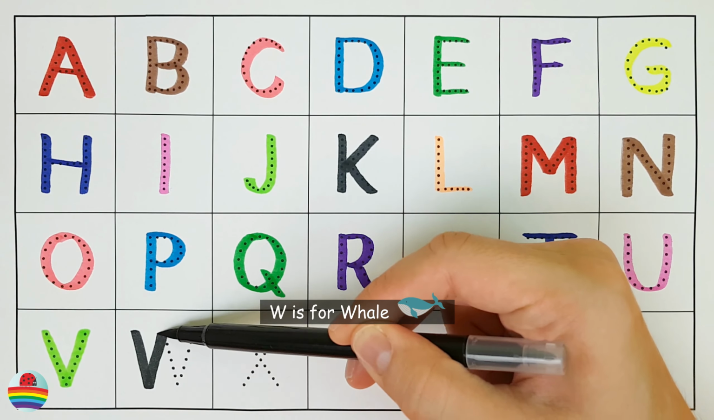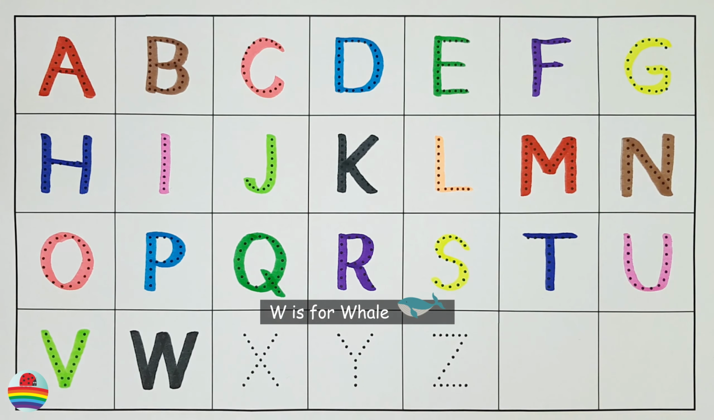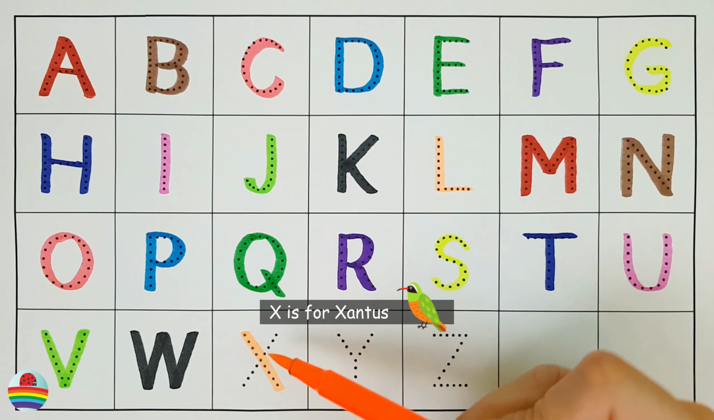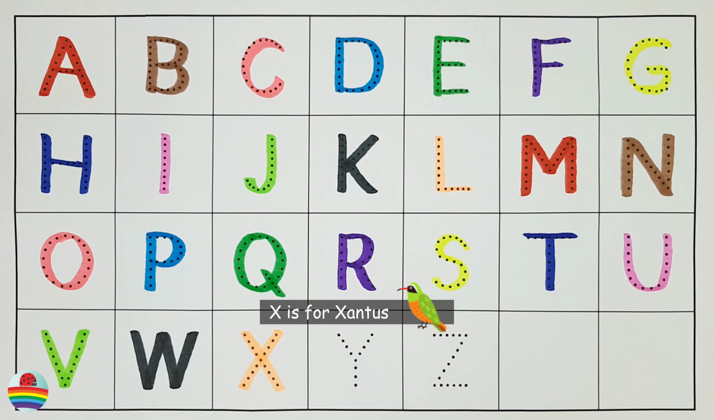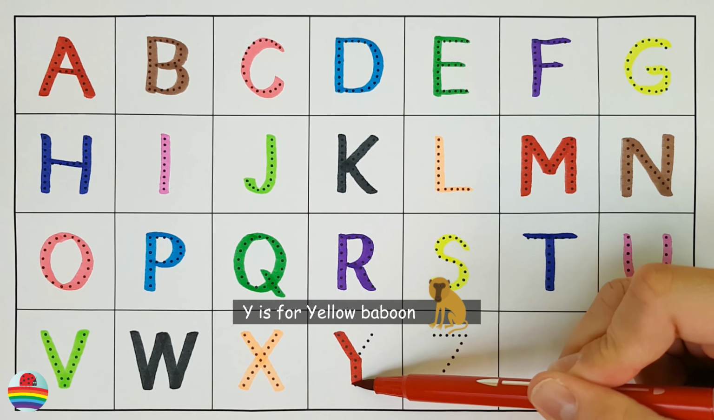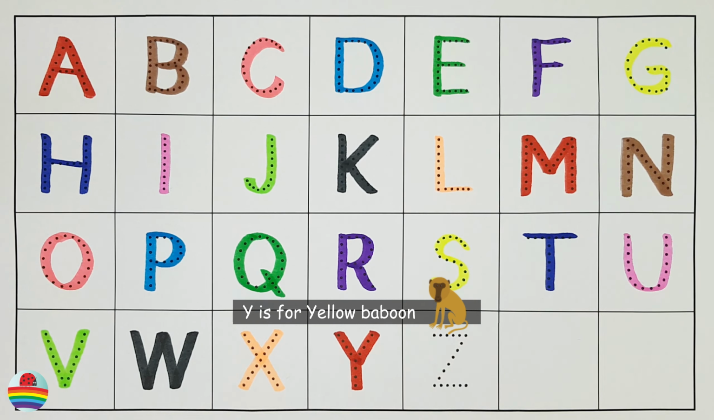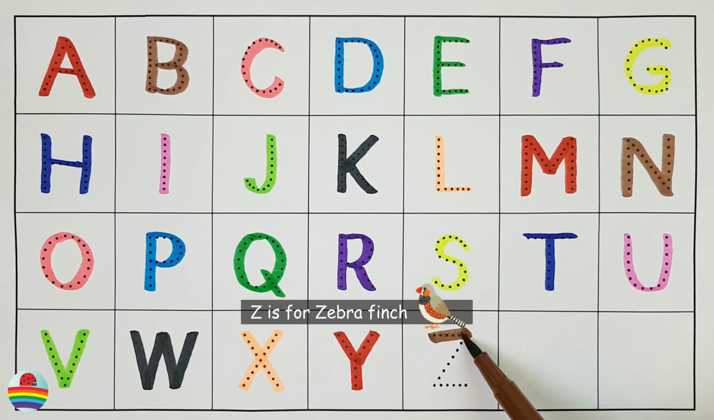W is for whale. X is for xanthus. Y is for yellow baboon. Z is for zebra finch.